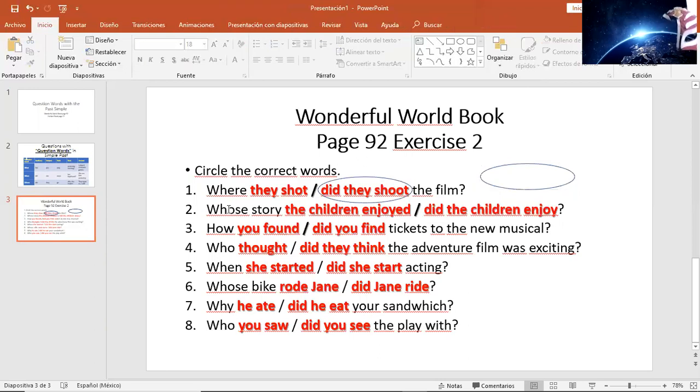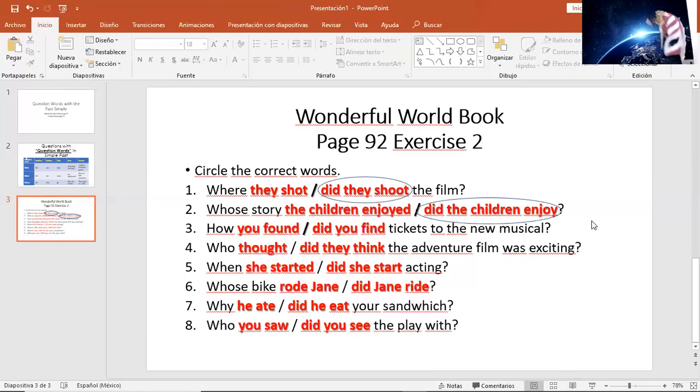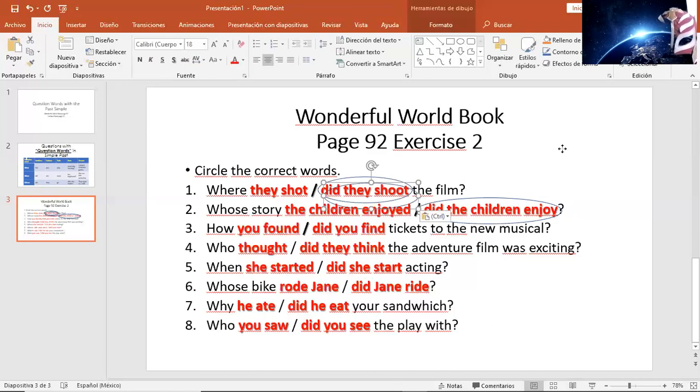Okay, number two, whose story the children enjoyed or did the children enjoy? According to the formula, we have the question word, then the auxiliary did, then the subject, and then the verb in present. So right here, we have the correct option. All right, that's the correct option, okay? All right, let's continue. Number three, what do you think is number three? How you found or how did you find tickets to the new musical? Well, we have the question word, then the auxiliary did, then the subject, and then the verb. So right here, we have the answer. How did you find tickets to the new musical?